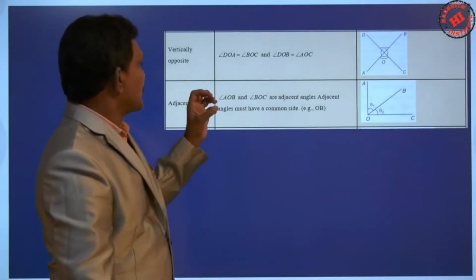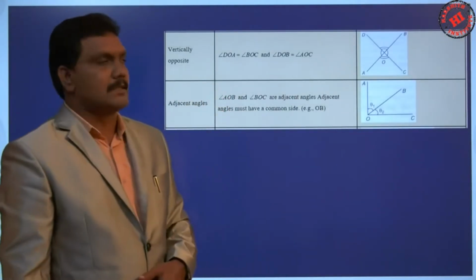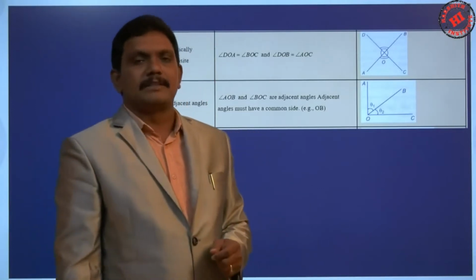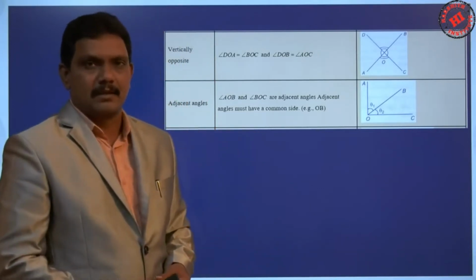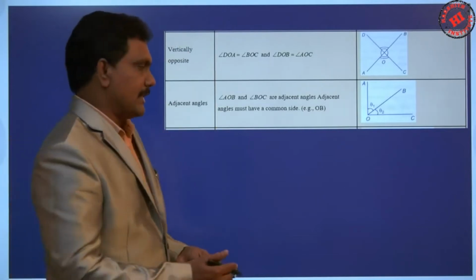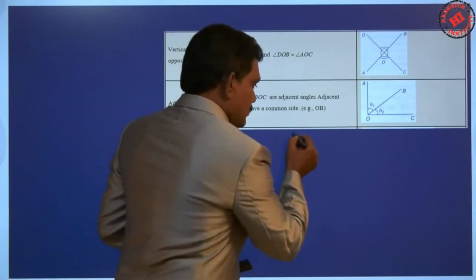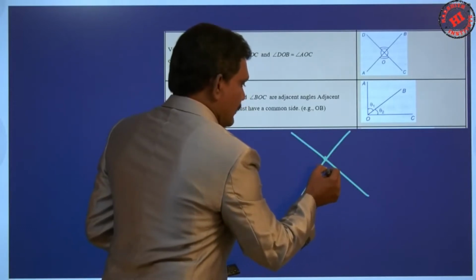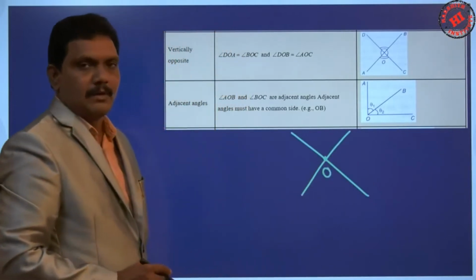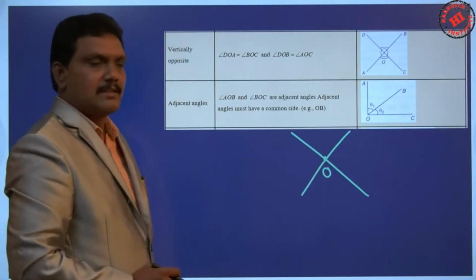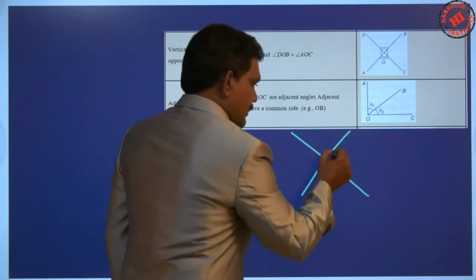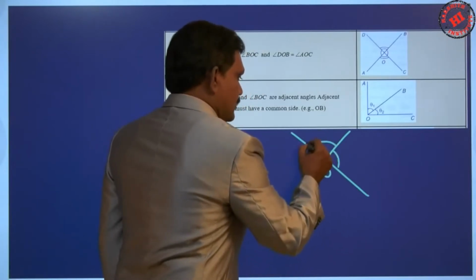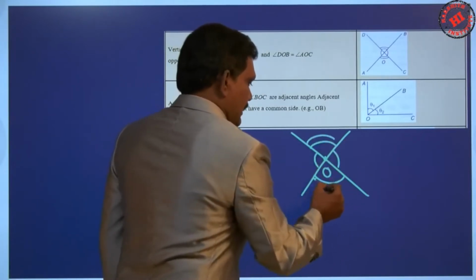Next one, vertically opposite angles. Which angles are called opposite angles? Vertically, vertex, opposite to the vertex. Let's consider two lines. They are intersecting at the point O. What are the opposite angles of that vertex? These are called opposite. These two are opposite, and these two are opposite to one another.